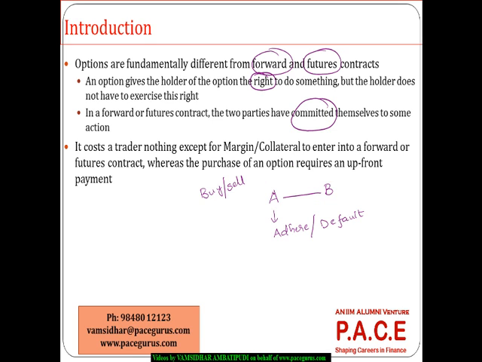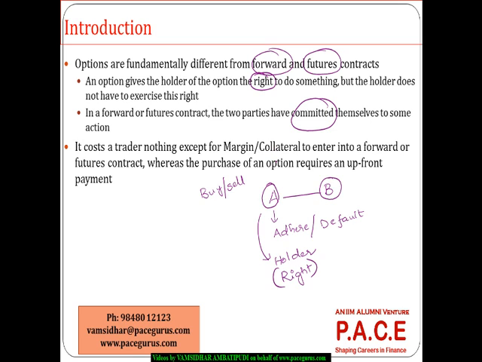Whereas in an option, whosoever holds the option, one of the parties out of these two, who is called the holder of the option, will get the right whether to exercise that option or expire it. So that is what differentiates an option from the other kinds of derivative contracts.